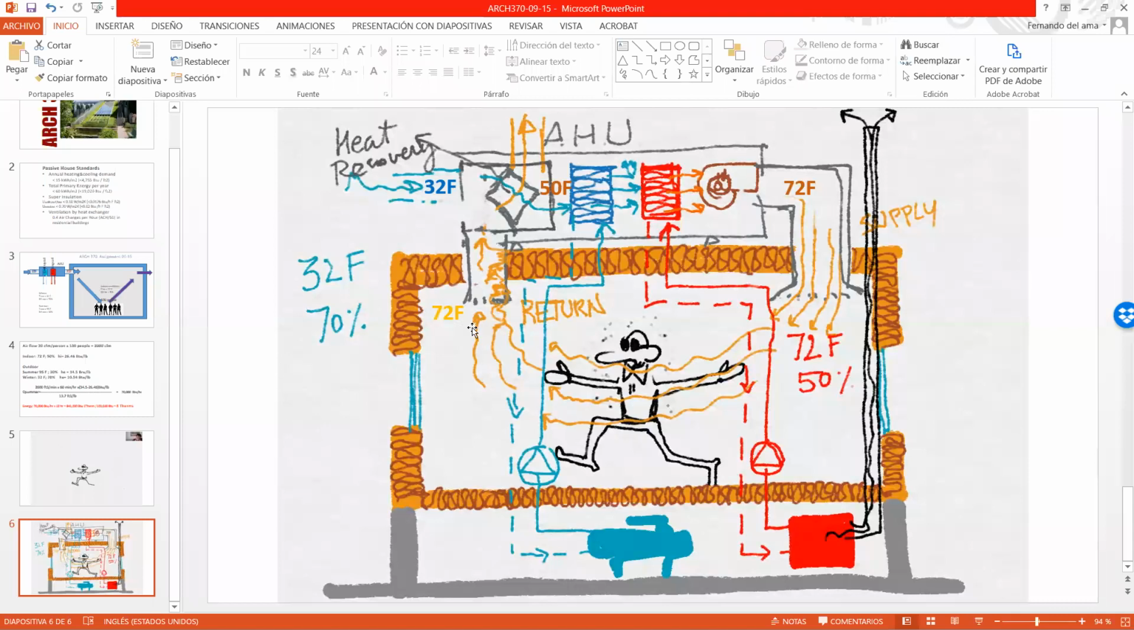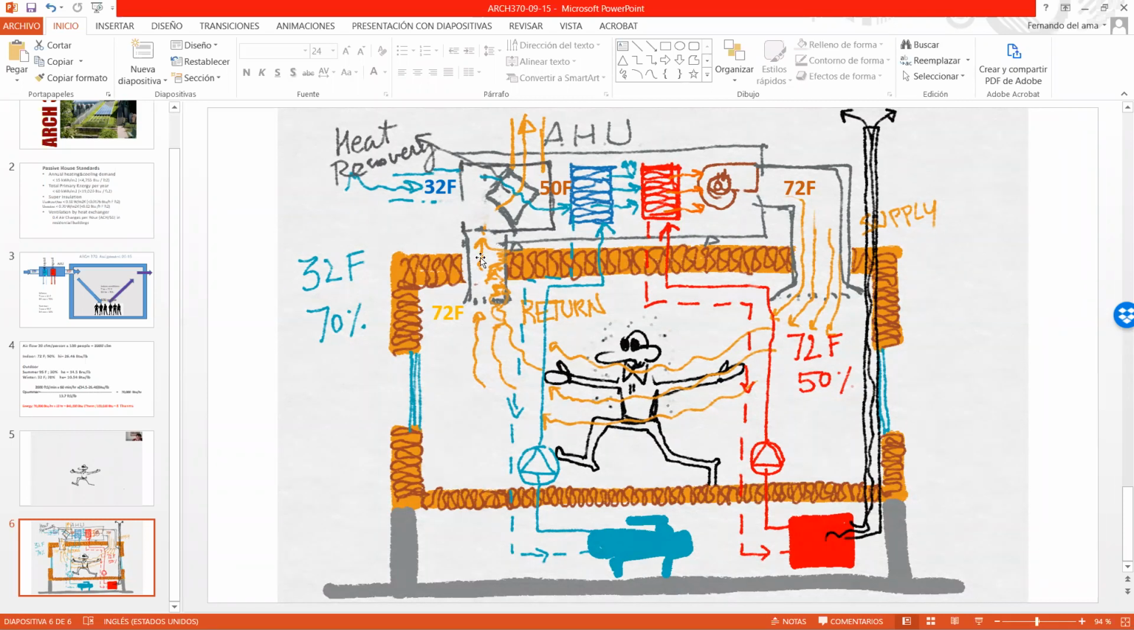Okay, so we are complicating things from the architectural point of view, but we are saving energy. And well, this is what we get paid for. We have to complicate things from the design point of view, but at the same time, we need to save energy. This is our goal.